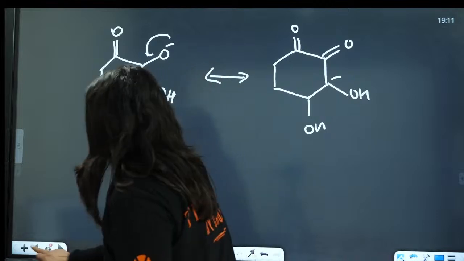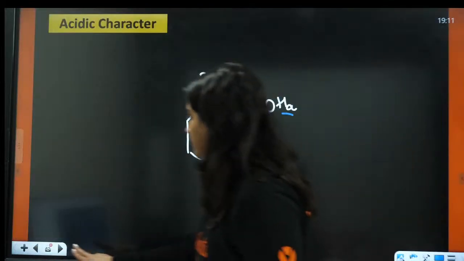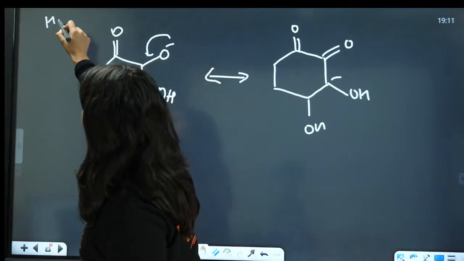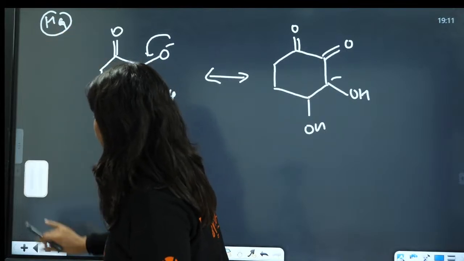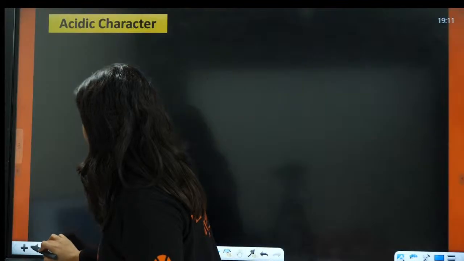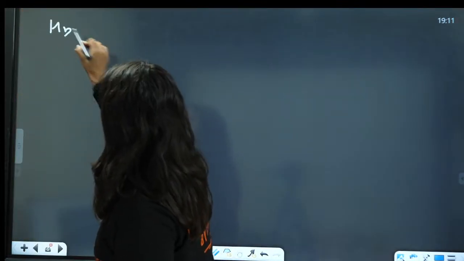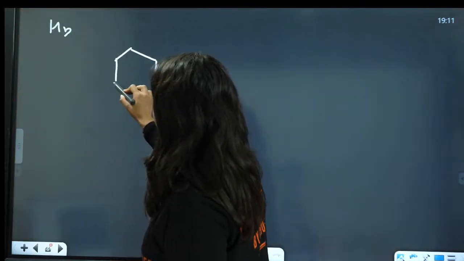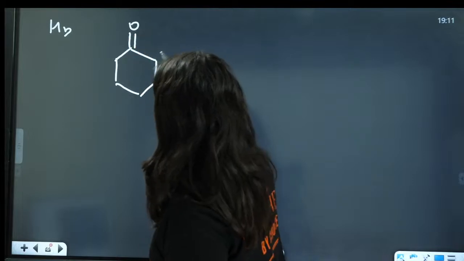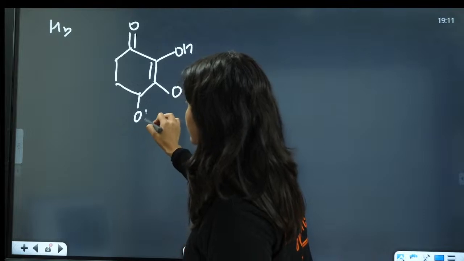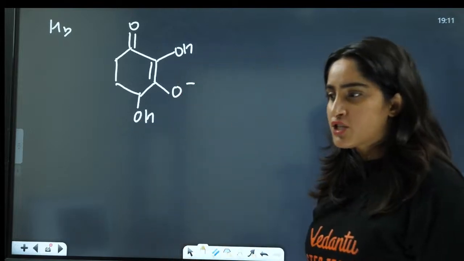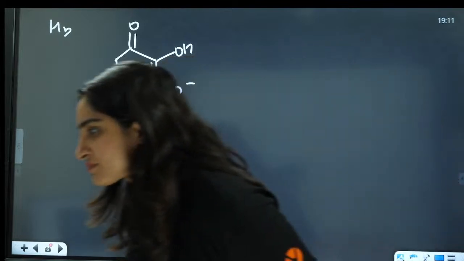Okay. So if it is losing HB, in this case it was losing HA. Let us see if it is losing HB. In that case, it has this double bond here, this OH here, and this double bond here. This is O negative and this is OH, right? This will be the structure here, right?